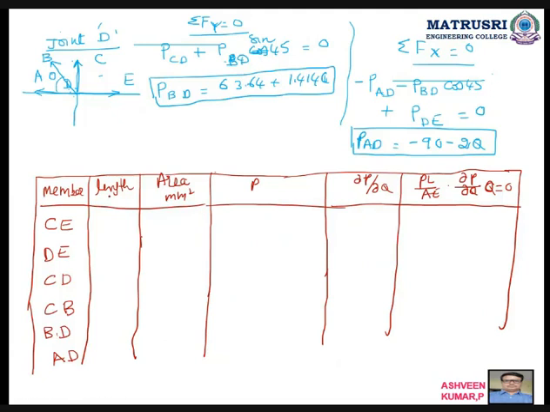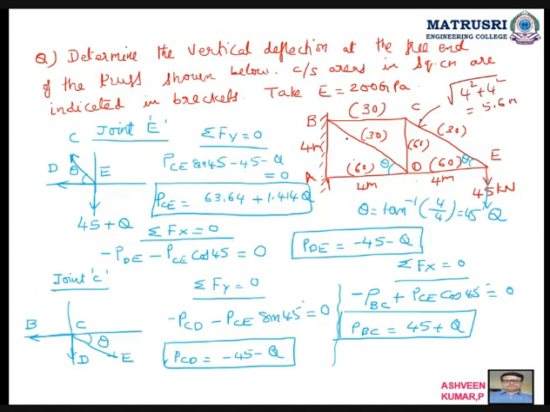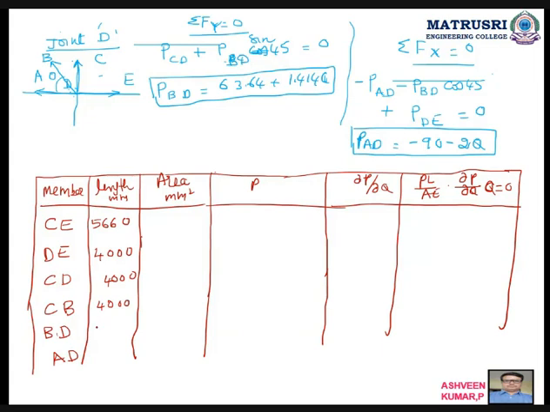I am writing everything in mm. So 5660 is 4000, 4000, 4004. Again BD, BD also same thing, root of 4 square plus 4 square. So that will be 5600, then 4000. In area, what is it saying?